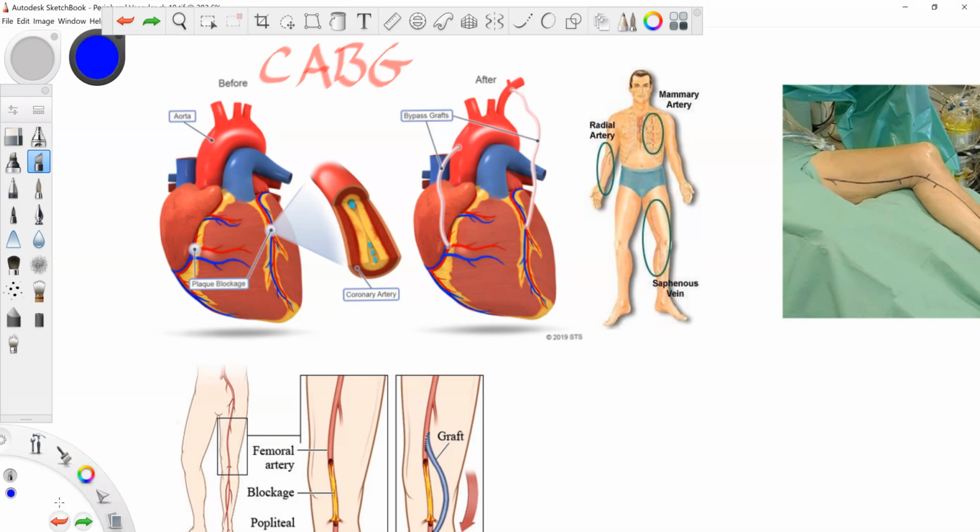Anyway, we have a couple of bypass grafts here. One coming, it looks like, from the subclavian artery all the way down to a coronary artery, and then we have another one coming straight from the aortic arch. They just put it right into the side of the arch and down into another coronary artery. So they're bypassing this problem.